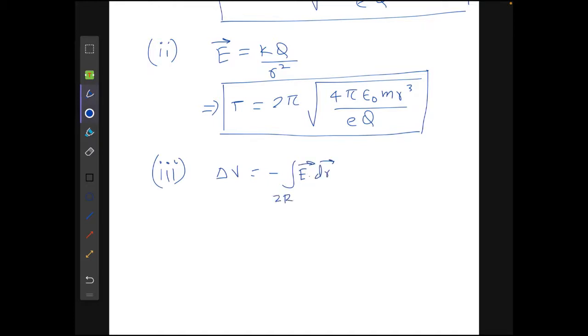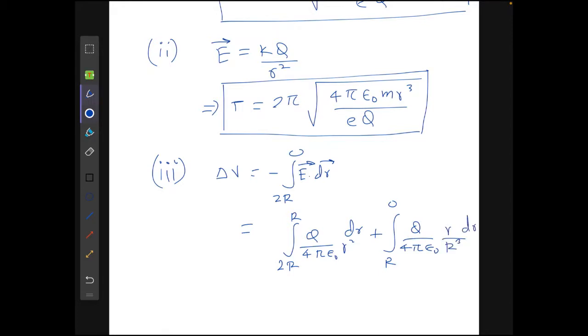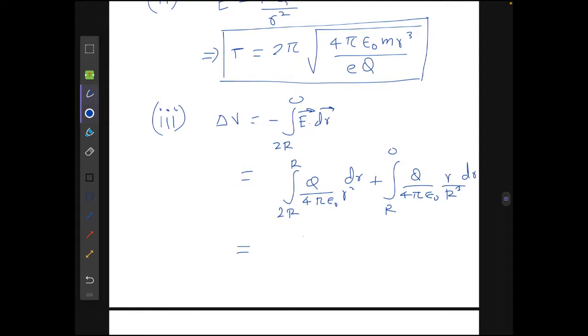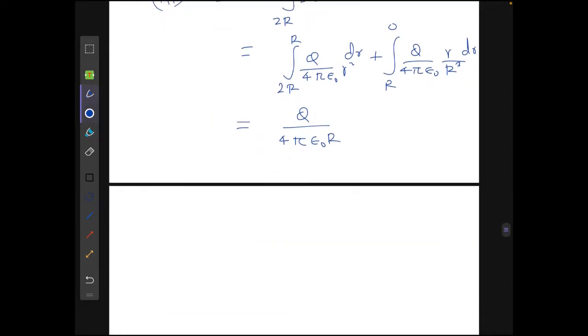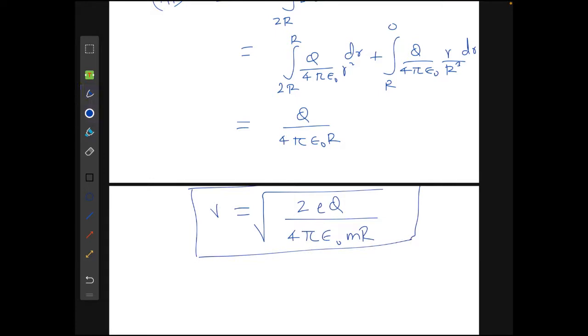from 2R to 0. Now if you integrate it, you can divide it into two parts: from 2R to R, integral of Q by 4 pi epsilon naught r squared dr, plus integral from R to 0 of Q by 4 pi epsilon naught r over R cubed dr. And when you integrate this, in the end you will get the potential difference to be Q by 4 pi epsilon naught R. So from here, in the end, the velocity you get is root of 2eQ over 4 pi epsilon naught m R. Note that these are very straightforward parts, so I am not showing all the calculations. You can work them out yourselves.